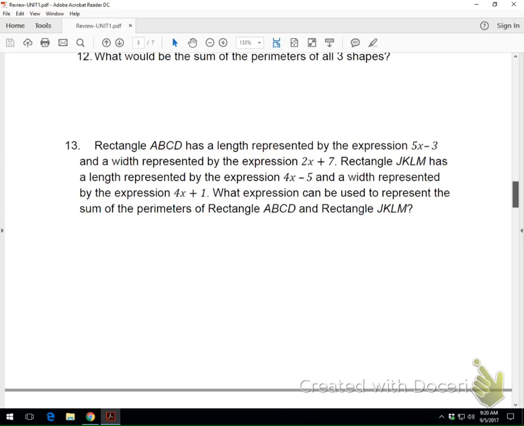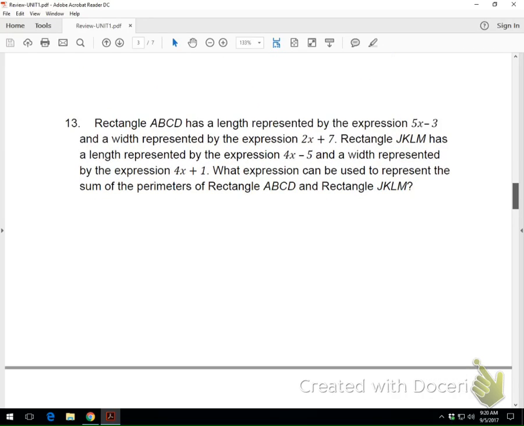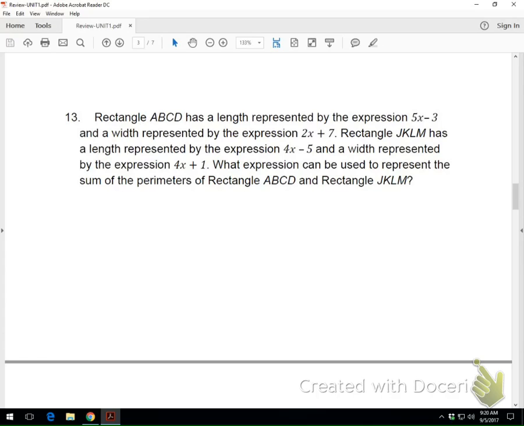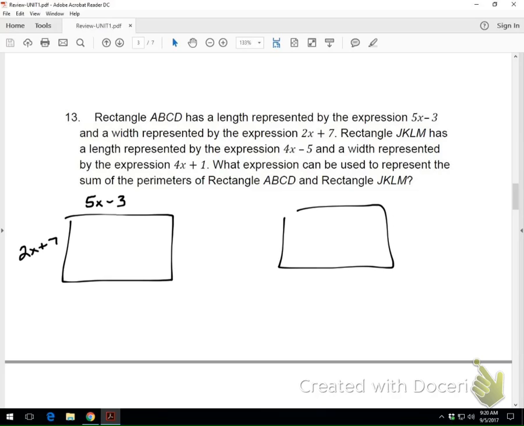Okay, 13, it says rectangle ABCD. So remember, if you do not have a picture, draw it. It has a length represented by the expression 5x minus 3 and a width of 2x plus 7. Rectangle JKLM has a length represented by 4x minus 5 and a width of 4x plus 1. What expression can be used to represent the sum of the perimeters of both rectangles?